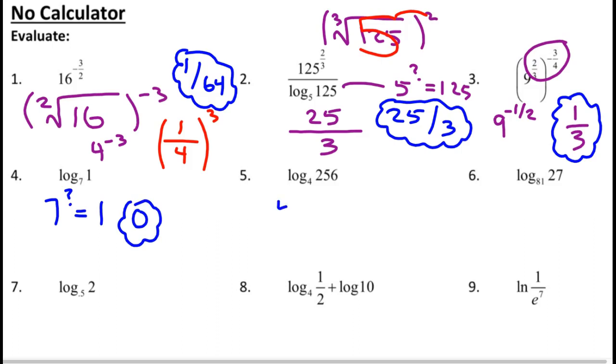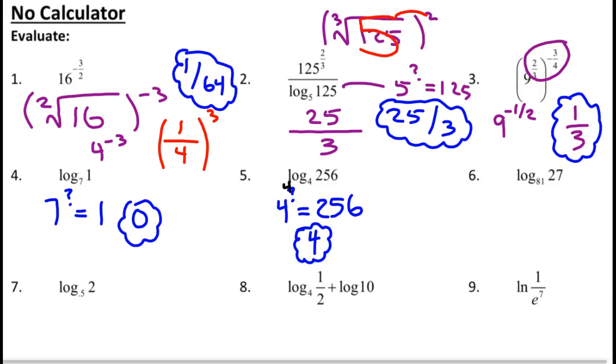Evaluating logs here again. 4 to what power is 256? You could look at your handy table of powers chart, or you just know that 16 squared is 256. So that would be 4 to the 4th power. So 4 to the 4th power is 256.